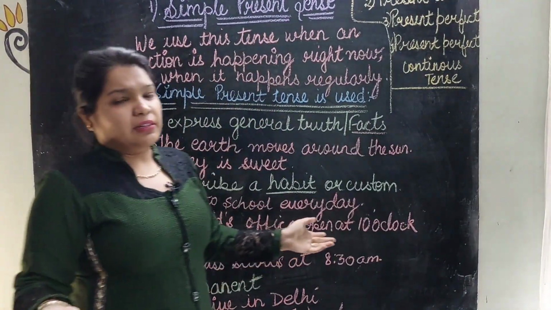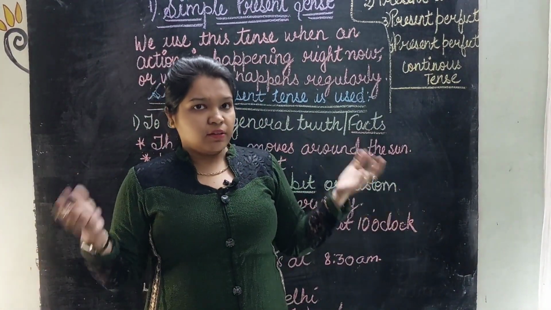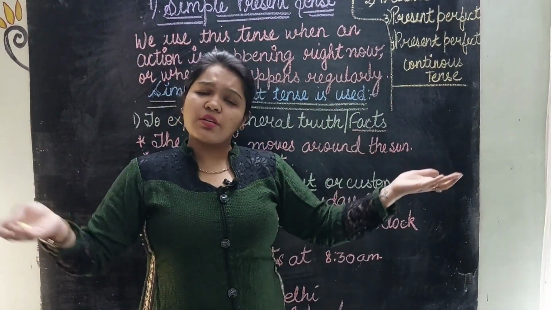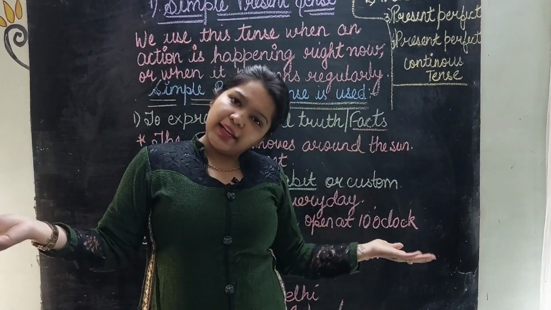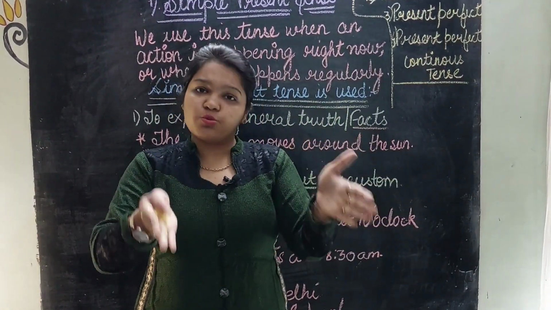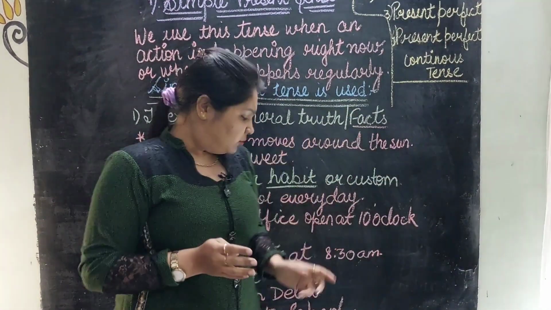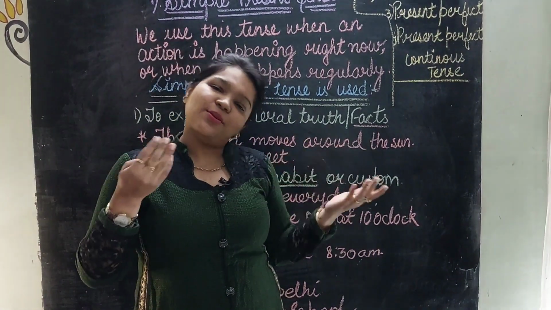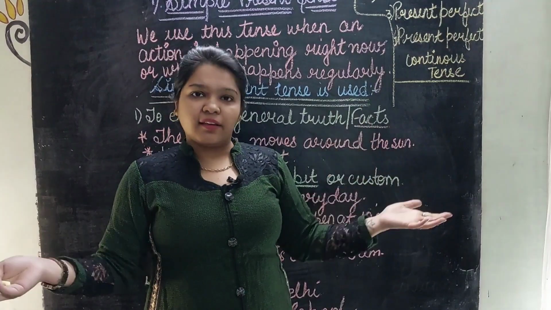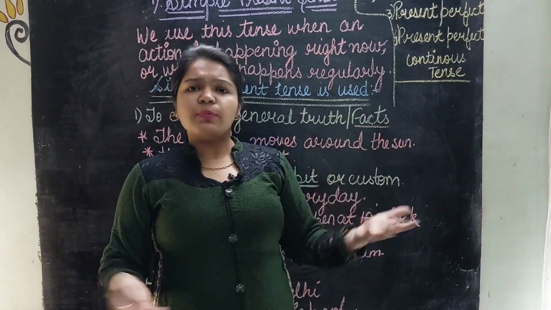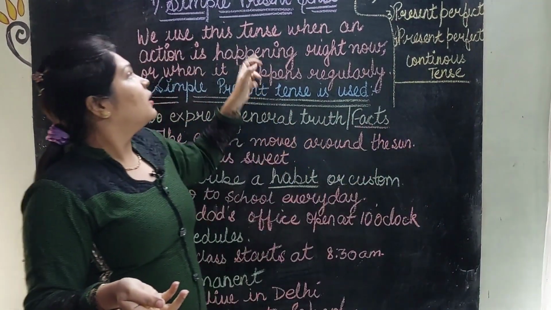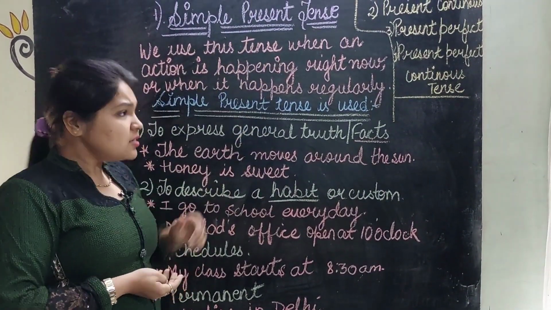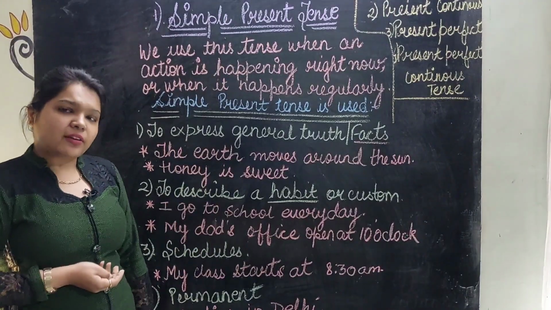And permanent. I live in Delhi. You live in Goa. You must be living in some other state or some other country. So I live in Delhi. That is a permanent situation or permanent thing. Like, I work at school. So this is also a permanent thing. I work at school and will be working at school. So this was a simple present tense. Now I'll be telling you more about it. First, make a note of it.